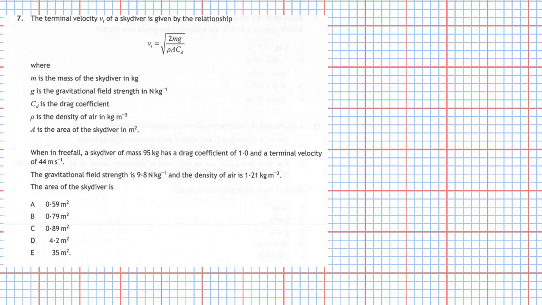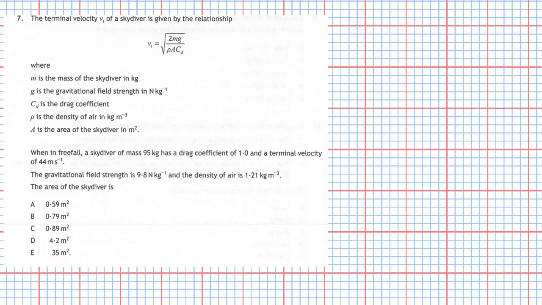What does this mean then? Well, we're told that m is the mass of the skydiver, g is the gravitational field strength in newtons per kilogram, c subscript d is the drag coefficient. Remember, something travelling through air will be subject to drag forces, and that's just a special number describing the amount of drag that's taking place. Rho is the density of air, we've come across that before, and a is the area of the skydiver.